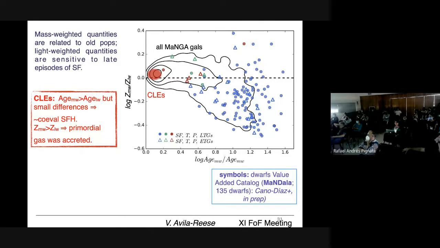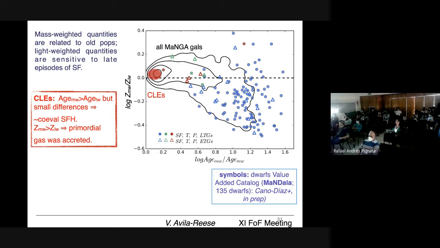But what happens with, for example, dwarf galaxies? Here the symbols are for our value-added catalog of only dwarf galaxies, which is led by Mariana Cano Diaz in our institute. You see low mass galaxies typically have a very large difference between the mass-weighted age and luminosity-weighted age, because these galaxies have several late star formation events, and this is why the differences are big.